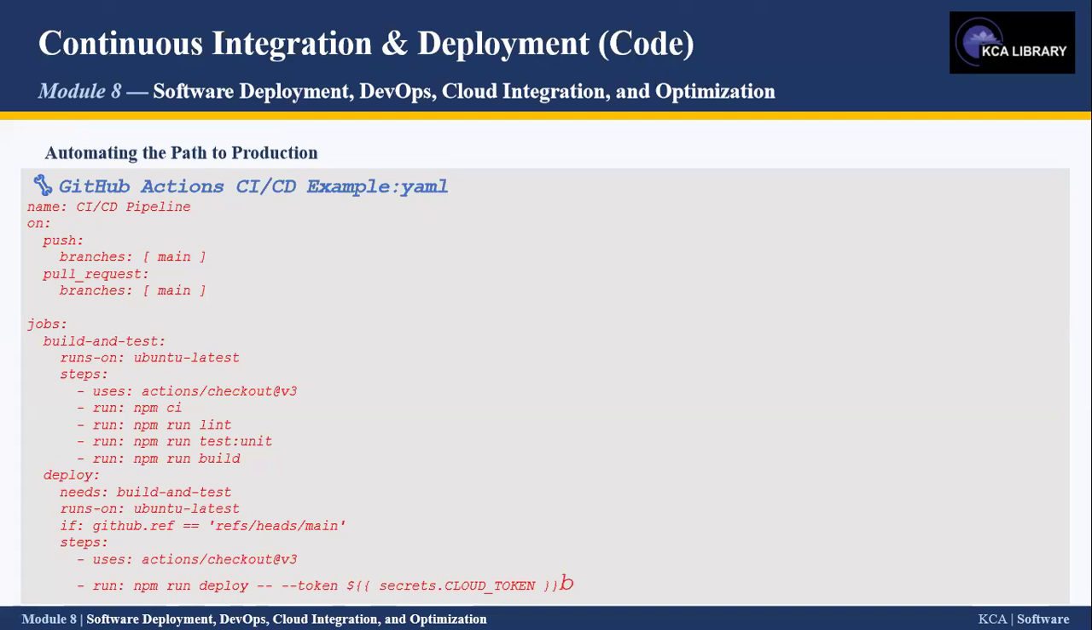Let's see a real CI/CD pipeline using GitHub Actions. Every commit triggers automated testing, and if all pass, automatic deployment follows. Secrets like API tokens are stored securely in GitHub Secrets.